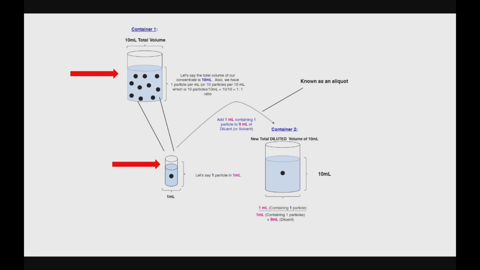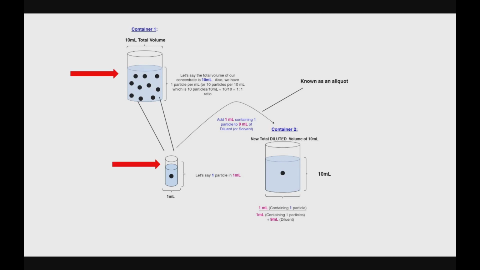So we will refer to that as a 1-to-1 ratio. Now, let's say we add the 1 milliliter in this small tube at the second arrow to container 2. Let's say container 2 was at 9 milliliters, but we add a milliliter with that one particle. Now we have one particle by itself in container 2 with all the water.